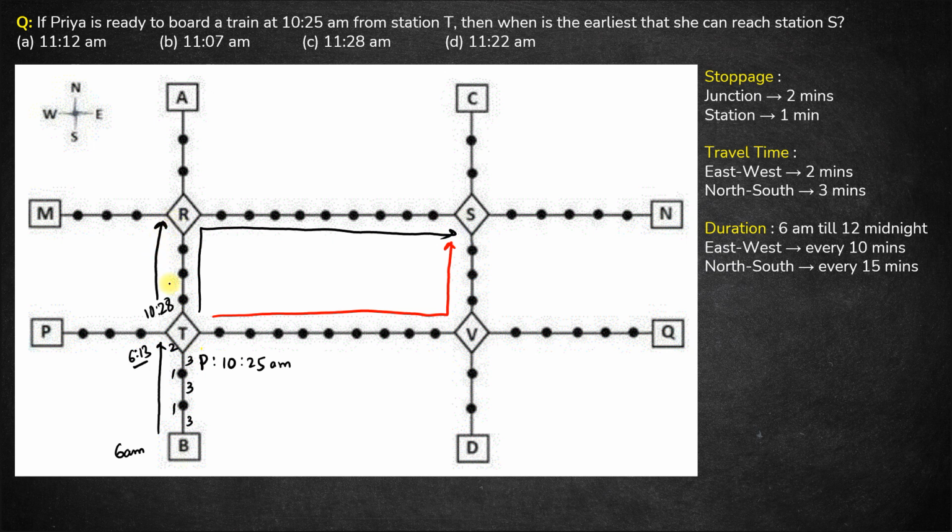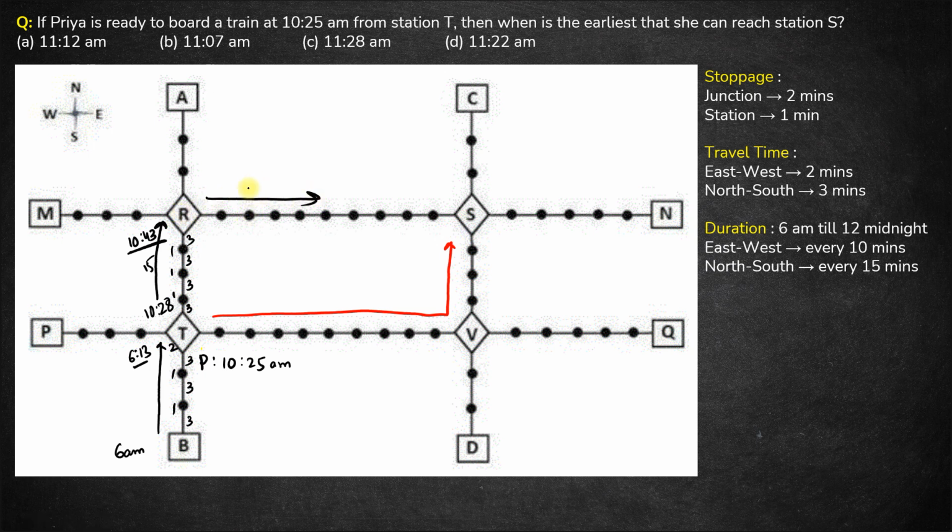Let's figure that out. So the traveling time here will be 3 plus 3 plus 3 plus 3 minutes, and the stoppage time is 1, 1, 1. So 3 4s are 12, 13, 14, 15. So after 10:28 it will take Priya 15 minutes to reach R. So Priya reaches R at 10:28 plus 15, which is 10:43 a.m. So the earliest train Priya can take is the train which leaves R at 10:43 towards S.